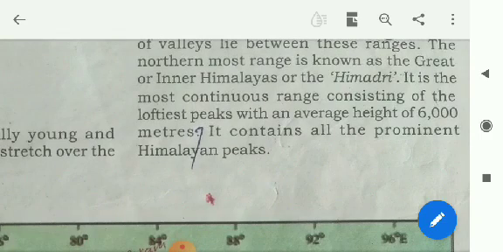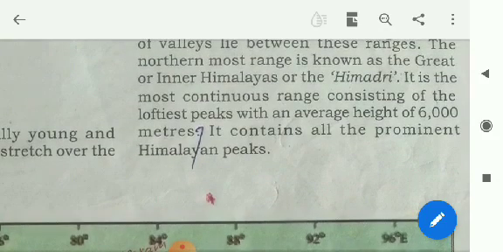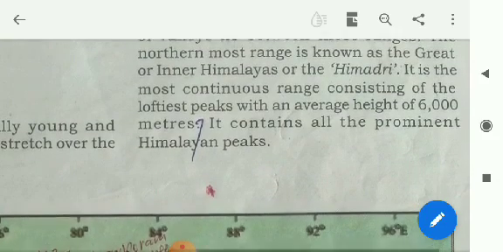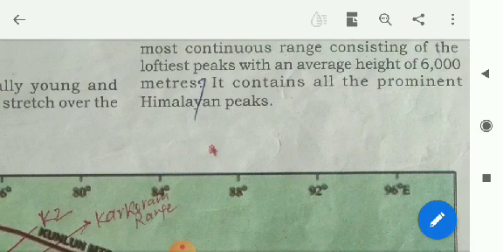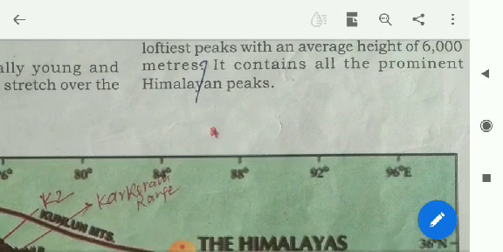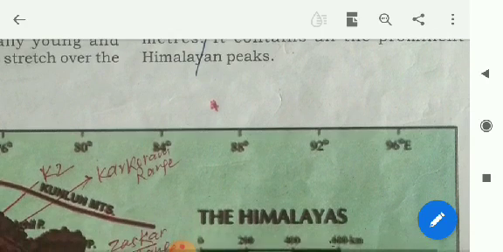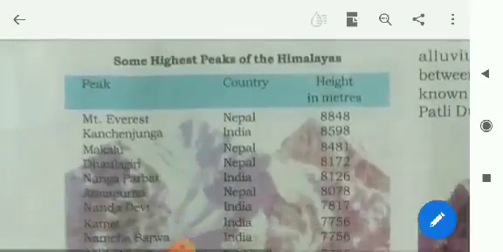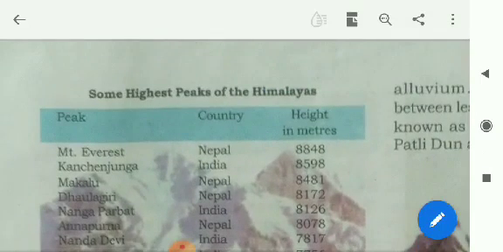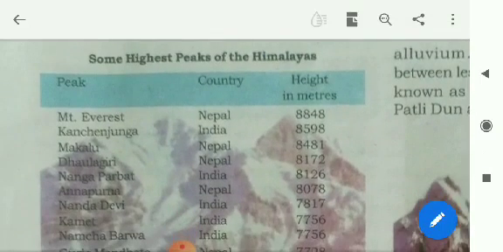The northernmost range is known as the Great or Inner Himalayas, or the Himadri. It is the most continuous range, consisting of the loftiest peaks with an average height of 6,000 meters. It contains all the prominent Himalayan peaks. Some highest peaks of the Himalayas we shall see here.